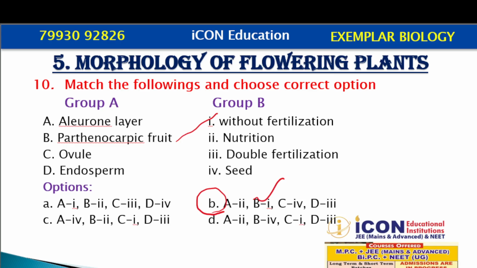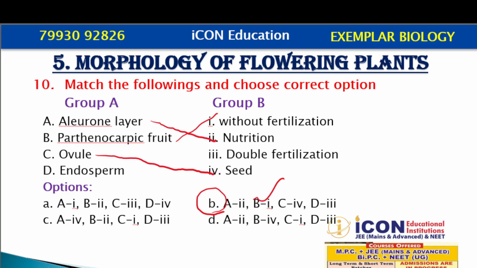Now let us see the others also. Aleurone layer. Aleurone layer is rich in protein. It is seen in endospermic seeds, that is in the monocot. The endosperm is surrounded by an aleurone layer which is rich in protein. So aleurone layer, nutrition. Then C option, ovule. Ovule after fertilization develops into seed.